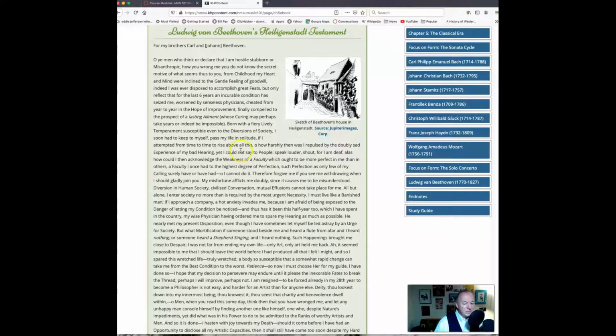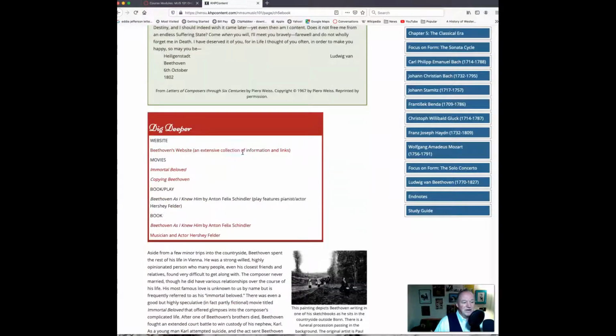Now, we tend to ascribe a lot of importance to this testament today because it's a suicide note where he decided to be a composer instead and not kill himself. And a lot of people point to this as the beginning of his romantic tendencies. I think we tend to put too much emphasis on it right now, to be truthful, but it's a fascinating historical document. Take the time to read it.